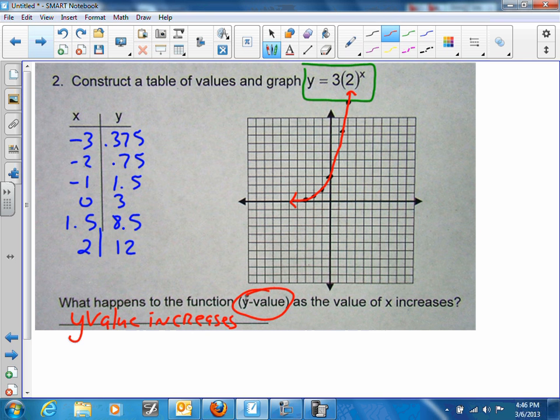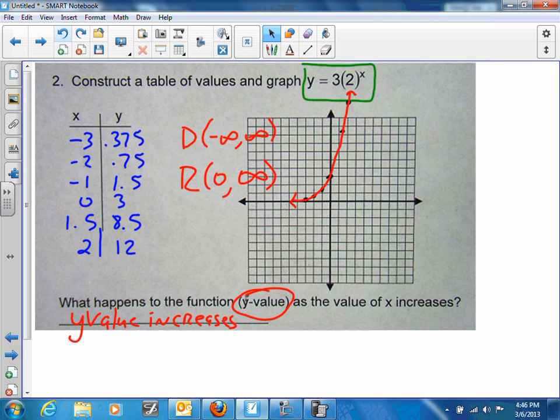So in this case, when we talk about our domain, again, from negative infinity to positive infinity. But when we talk about our range, our range is down here at 0. So our range starts at 0, but it's going to go up to infinity. And of course, you can do your end behavior as well.